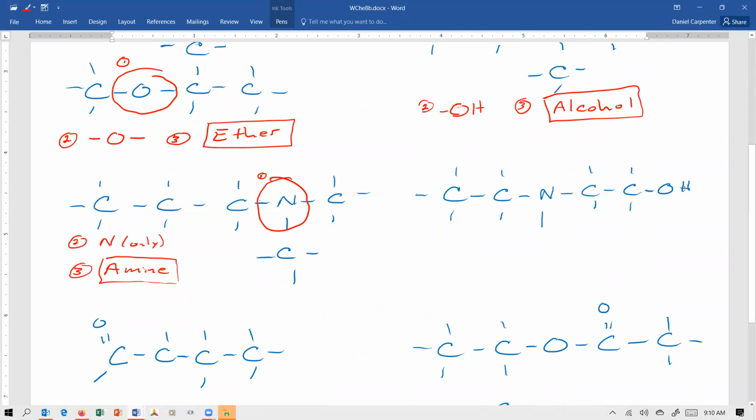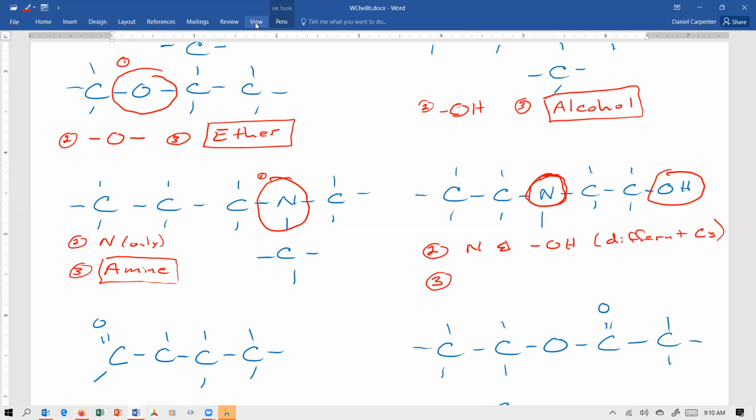Now, the next one, be careful. We've got an N right there and an OH. We've got two things that are not the regular C and H. So we've got an N and we've got an OH. And here's the key, different C's. So this is actually two answers. The N, only an N in this location here.